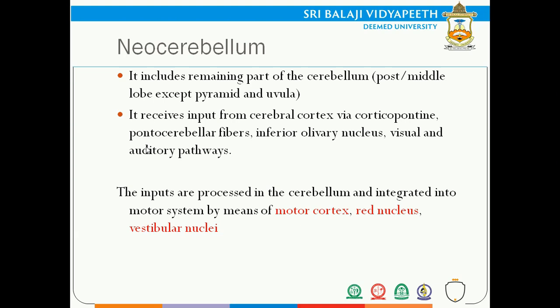The inputs are processed in the cerebellum and integrated into the motor system by means of the motor cortex, red nucleus and vestibular nuclei. So these tracts which are coming from the cerebral cortex come through the corticopontine and the pontocerebellar fibers to the cerebellum. From there, it conveys the information to the spinal cord. So the inputs are processed in the cerebellum and integrated. Integrated means complete coordination of the visual, auditory, skillful movements.